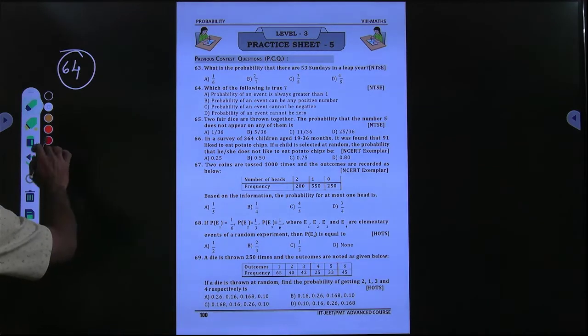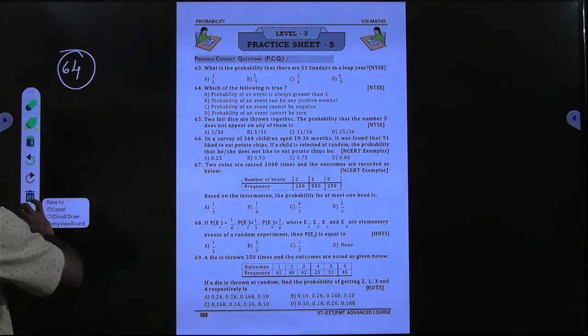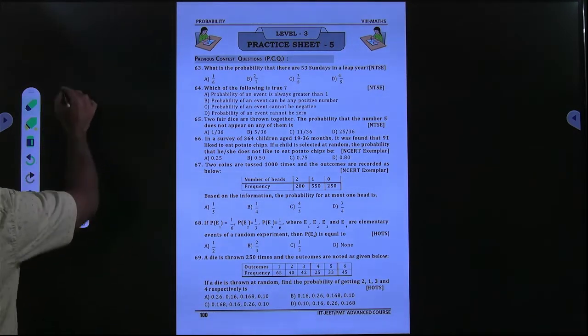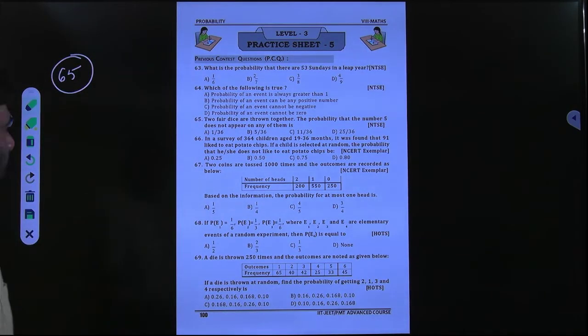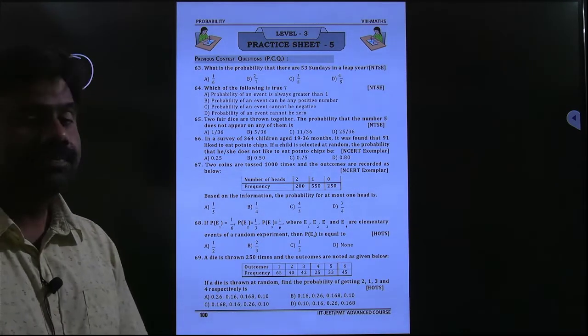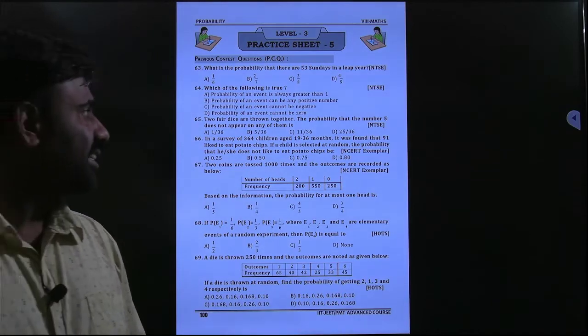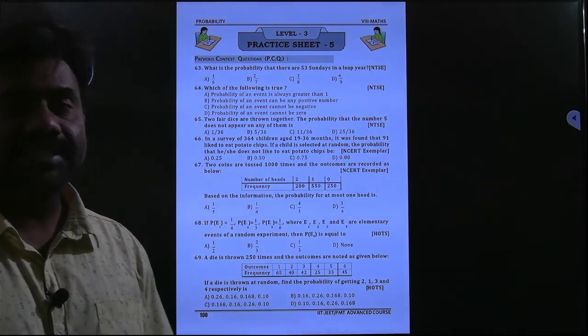Next question. Question number 65. Two dice are thrown together. The probability that the number 5 does not appear on any of them is. We know that if we throw 2 dice at a time, then we will get 6 power 2 possibilities. 6 power 2 means 36 possibilities.